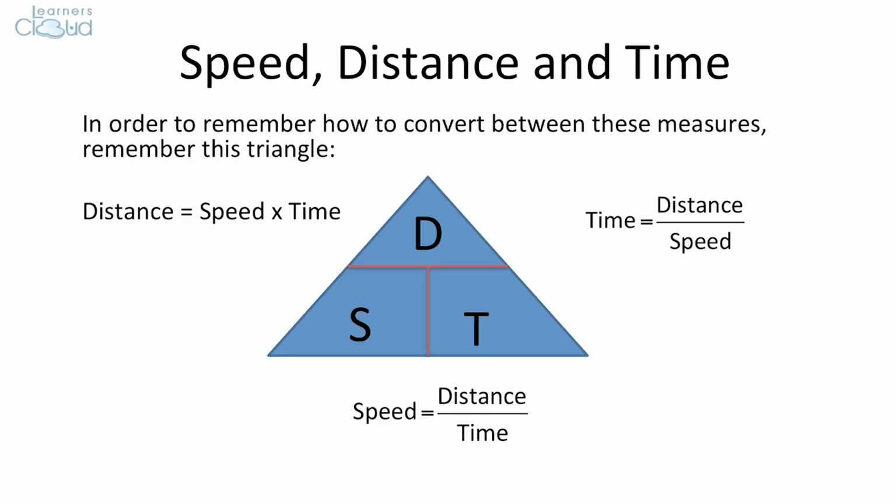Let's have a look at a slide now that shows us speed, distance and time. In order to remember how to convert between these measures, remember this triangle. Distance, speed and time are denoted by d, s and t in this triangle. And by covering up the thing you're wanting to find out, you can use the other two values to work out the answer.